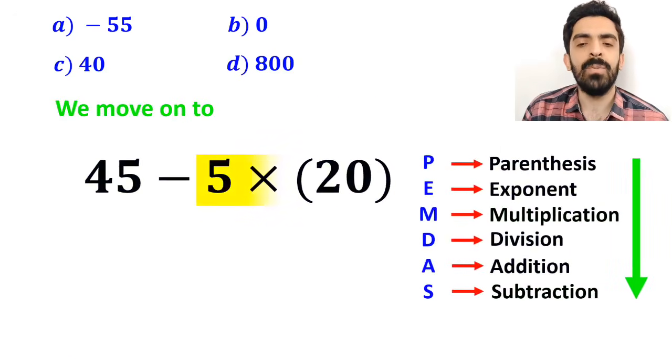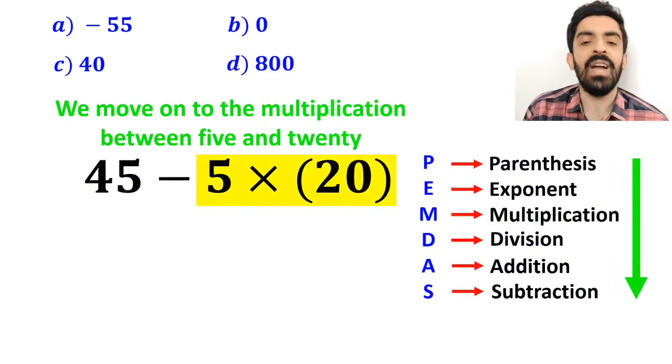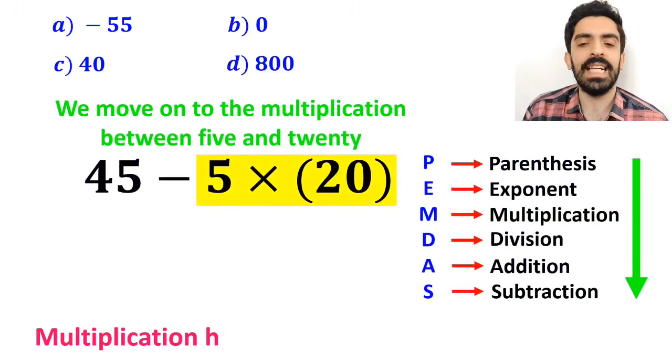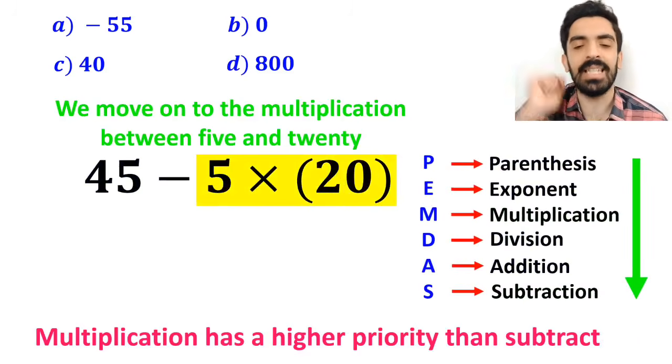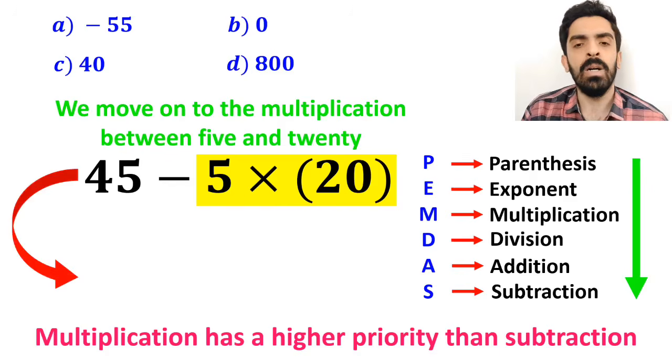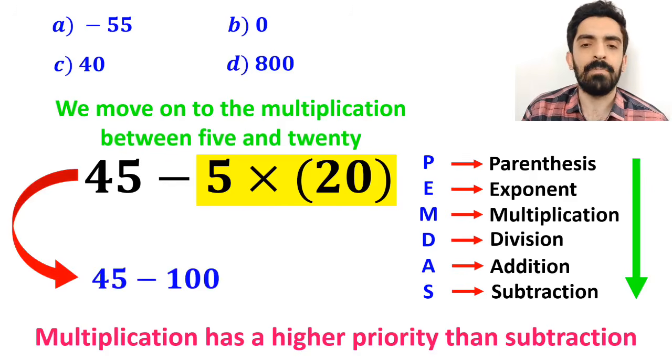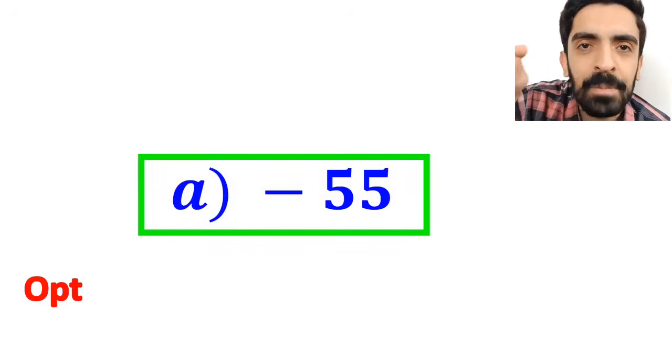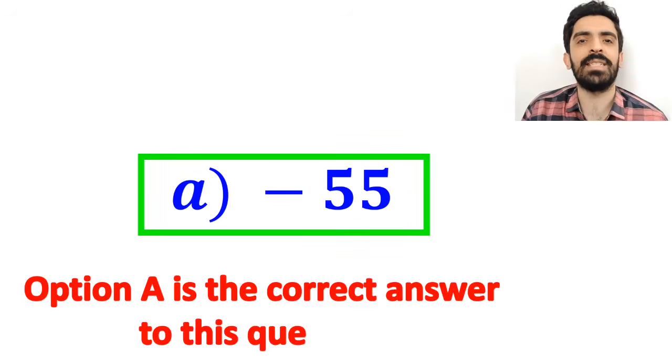And the next step, we move on to the multiplication between 5 and 20, because multiplication has a higher priority than subtraction. So, we rewrite this expression as 45 minus 100, which finally gives us the answer negative 55. Therefore, option A is the correct answer to this question.